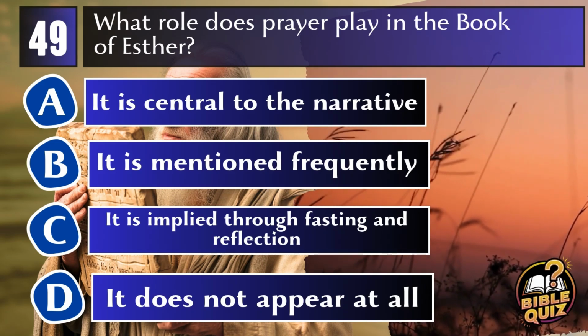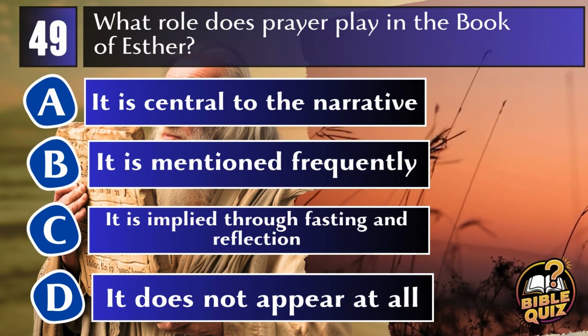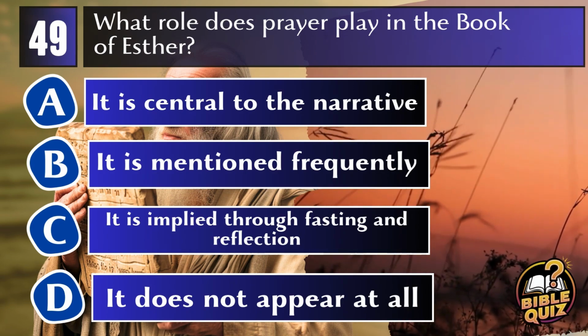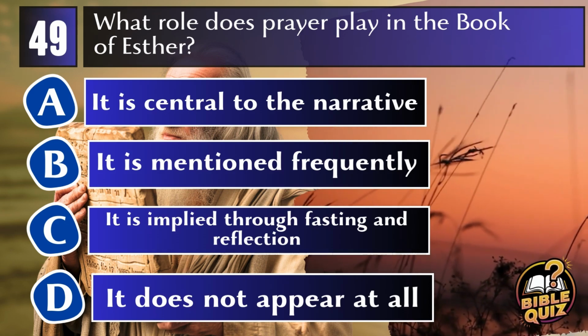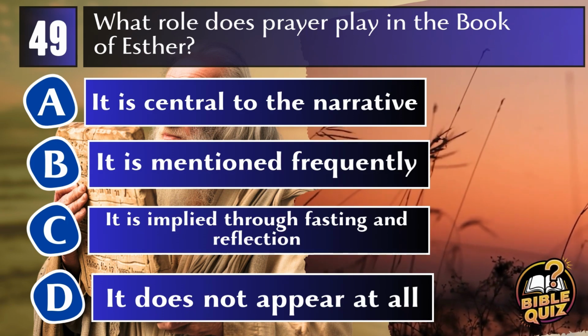A. It is central to the narrative. B. It is mentioned frequently. C. It is implied through fasting and reflection. D. It does not appear at all.